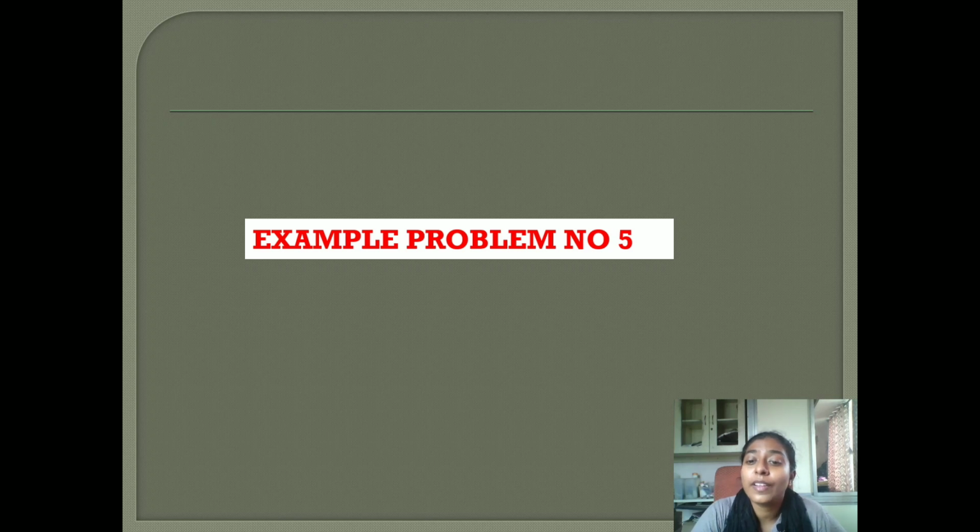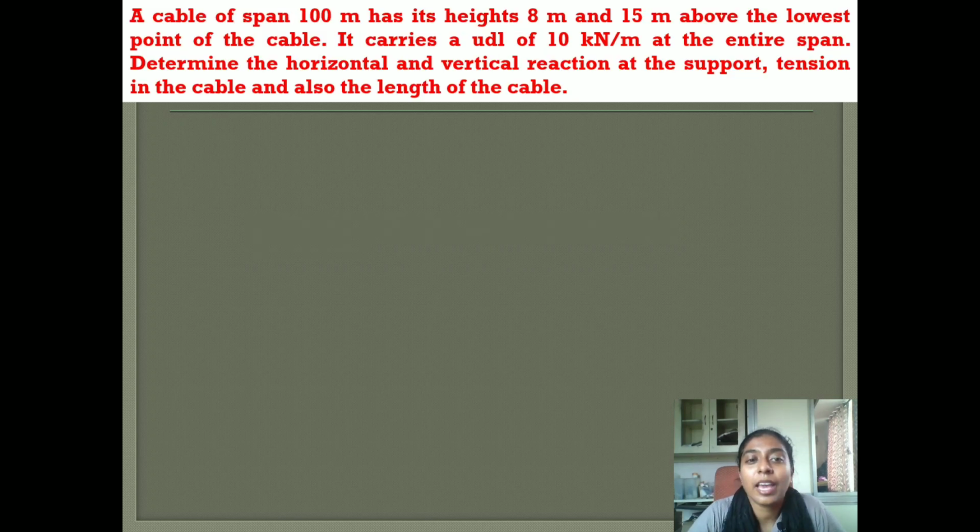So we will go for the next problem, a similar problem. A cable of span 100 meter has its supports 8 meter and 15 meter above the lowest point of the cable. It carries a UDL of 10 kilonewton per meter over the entire span. Determine the horizontal and vertical reaction at the support, tension in the cable and also the length of the cable, similar to the previous problem.